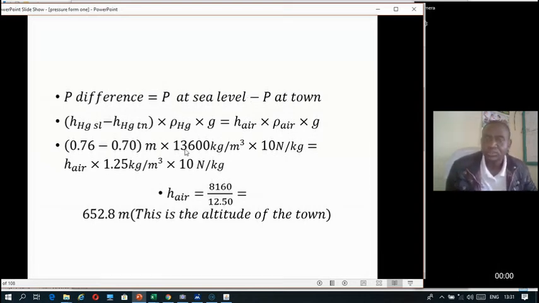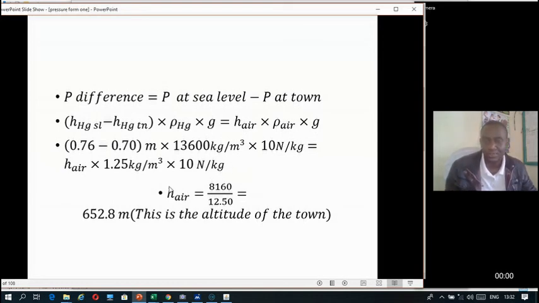This is equal to the pressure due to the air above us. So it is going to be the pressure difference. Then you convert it to pascals, which is 0.76 minus 0.70, times 13,600 times 10, equals the pressure due to the air column above us, which is height of the air, that is the altitude where we are, times density of air times g. And because the density of air is given as 1.25, you work it out and end up with 652.8 meters. This is the altitude of that town.